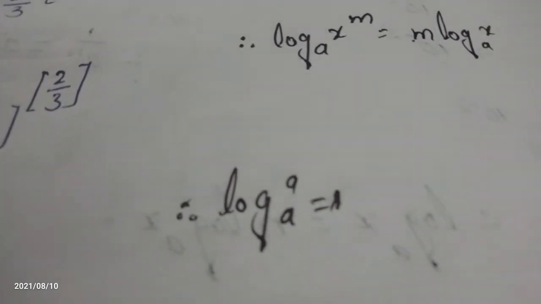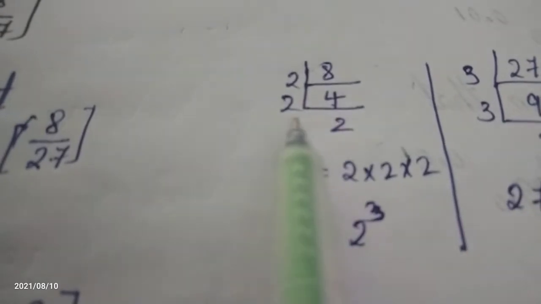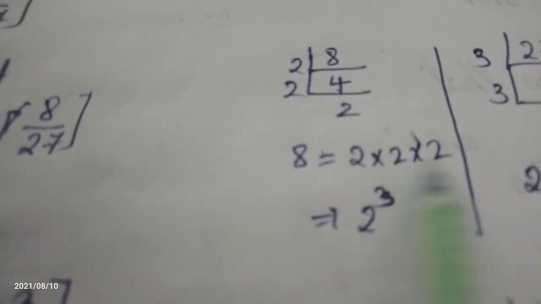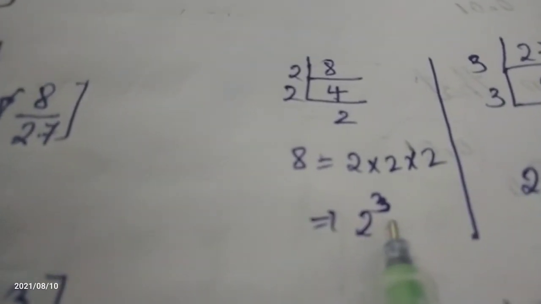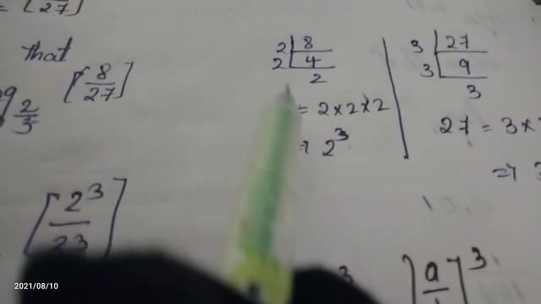We have to convert the 8 in terms of 2. How can we convert that? With the help of LCM. 2 fours are 8, 2 twos are 4, meaning 8 can be written as 2 into 2 into 2, which is 2 cube. Just as x into x into x means x cube, similarly 2 into 2 into 2 means 2 cube. We are converting the 8 in terms of 2.